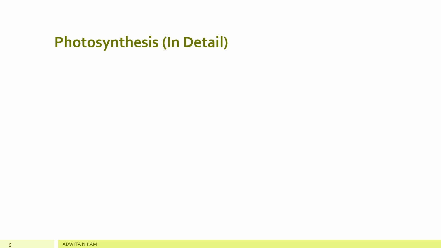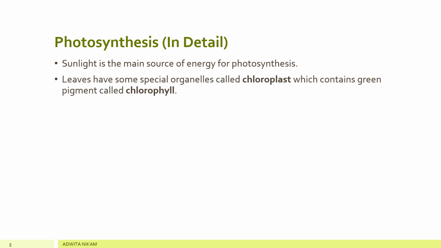We'll now see photosynthesis in detail. The sun is the main source of energy for photosynthesis, and leaves are the major sites where photosynthesis takes place. These leaves have some special organelles called chloroplasts, which contain the green pigment called chlorophyll, which makes the plants green in color.